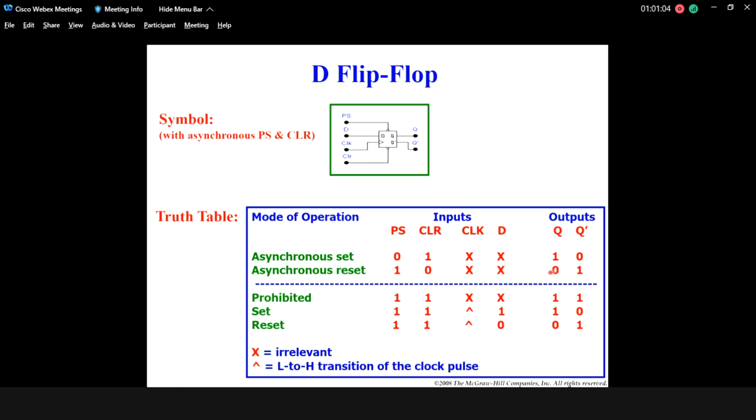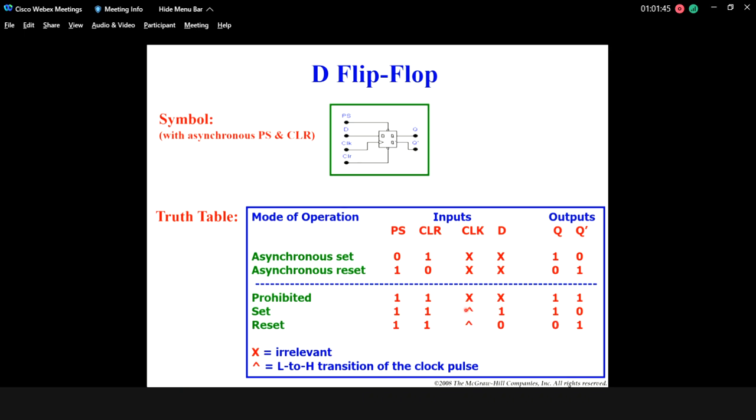Okay, a moment. Okay, so when the preset and clear have the value 1, and then we start to see the clock input and the input, and then we will have the output Q based on the table.